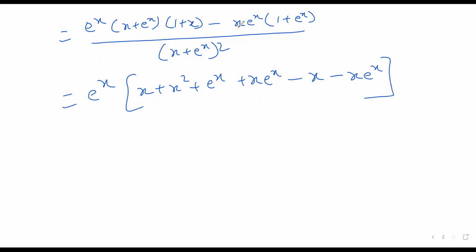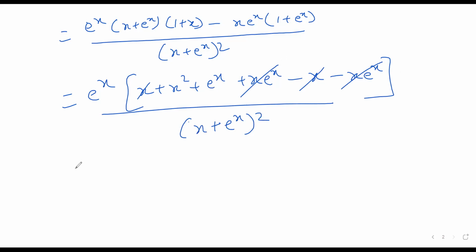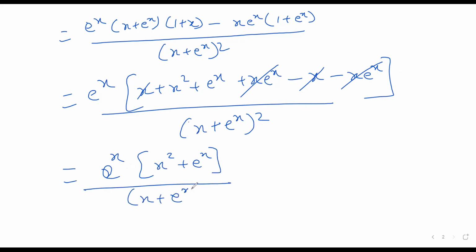Taking e raised to x common, here only x remains. This x gets multiplied inside, giving x square and x e raised to x. Plus x minus x cancel, plus e raised to x minus e raised to x cancel. You will get x square plus e raised to x, whole thing upon x plus e raised to x bracket square. So your final answer is e raised to x into x square plus e raised to x, whole thing upon x plus e raised to x bracket square. This is your final answer.